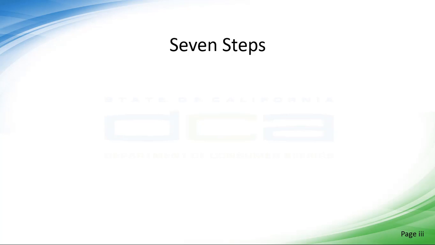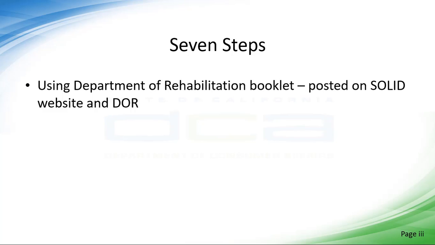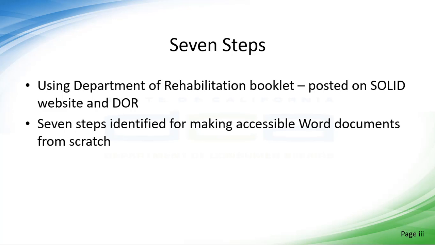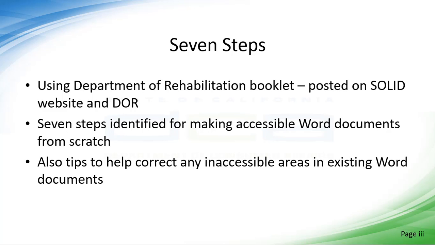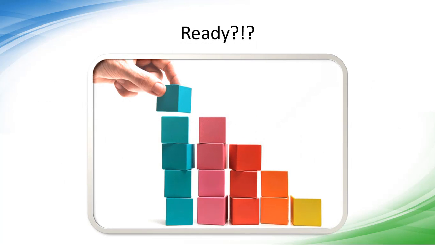So let's start into our 7 steps. We're going to be using the Department of Rehabilitation's booklet, and it is posted on the Solid website as well as the Department of Rehabilitation. And in there, they have identified 7 steps for making accessible Word documents from scratch. But I'm also going to try and share with you some tips in order to help correct and remediate any inaccessible areas in existing Word documents you may already have posted. Ready?